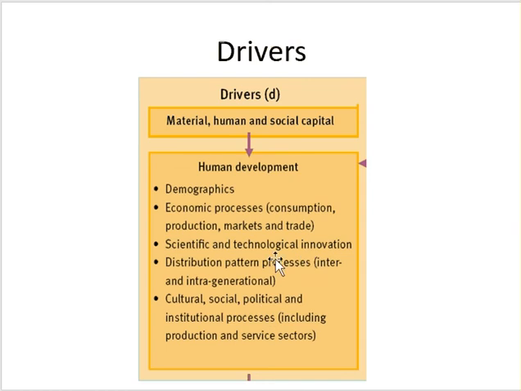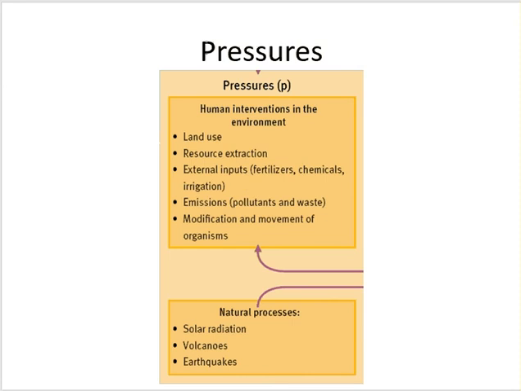Okay? Distribution pattern, where are these things happening? Cultural, social, political, and institutional processes, how these things are delivering the pressures on the particular resource and the state of that resource. So what are some of the pressures that humans drive? Land use is probably the big one. Clearing natural ecosystems disrupts all those ecosystem services which they provide.